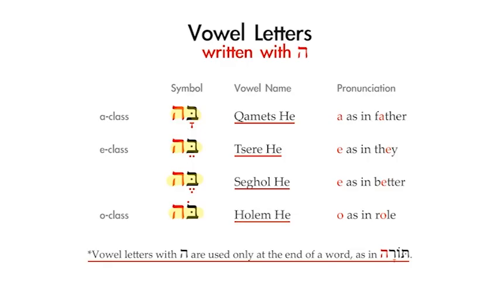Before we move on from this slide, you'll observe that the name of each vowel letter is a combination of the regular vowel plus the consonant. So qamets plus hey is qamets hey, or tsere plus hey is tsere hey. So it shouldn't be difficult to memorize the names or even the sounds of these forms. It's just like the regular vowels that we have previously studied.